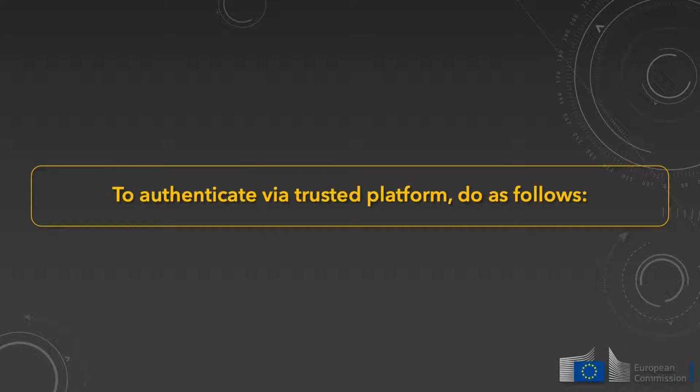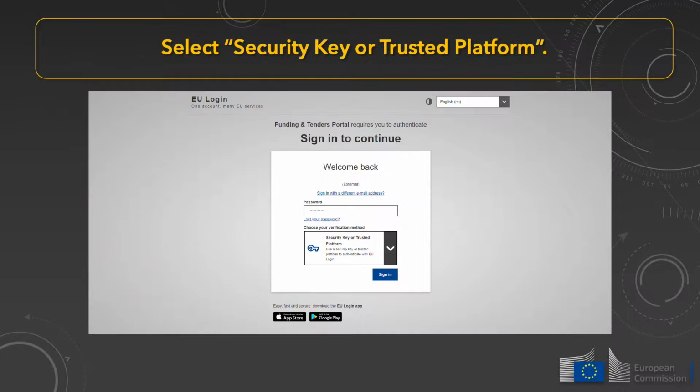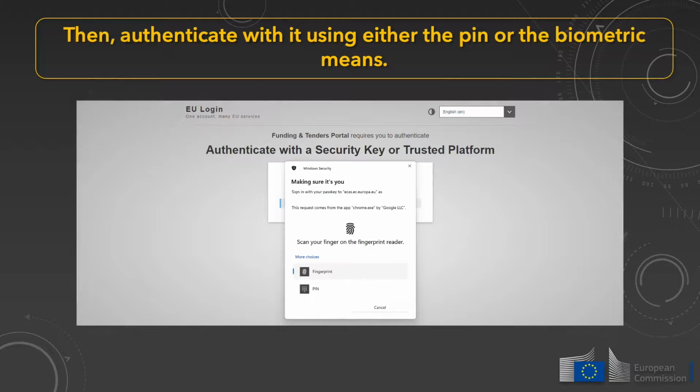To authenticate via trusted platform, do as follows. Select security key or trusted platform. Then, authenticate with it using either the PIN or the biometric means.